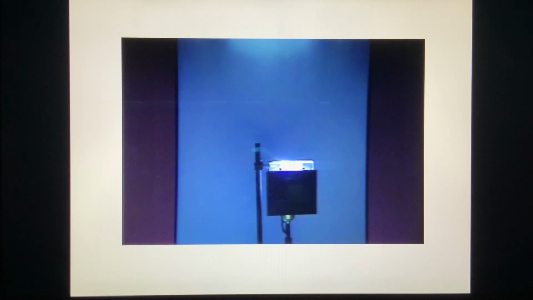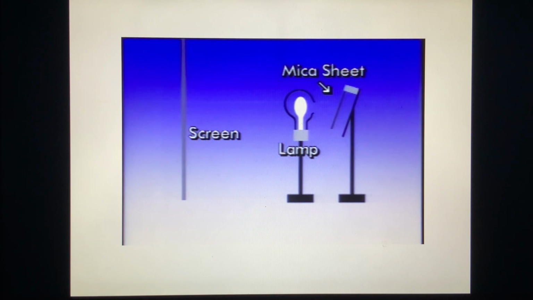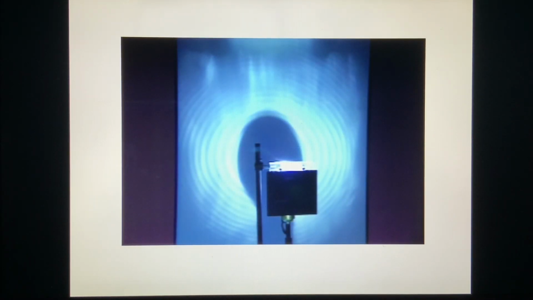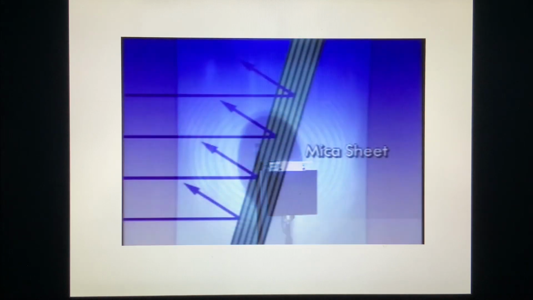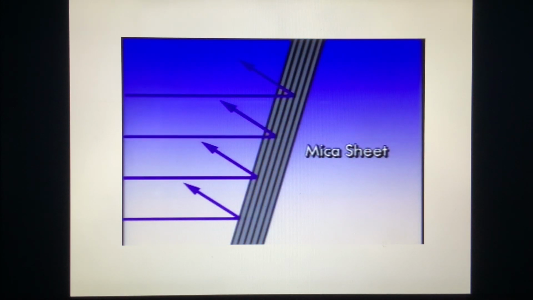Here is the light from a mercury lamp shining straight onto a screen. If we reflect the light off a sheet of mica and onto the screen, an interference pattern appears. The light is reflected from many thin layers in the mica, creating a circular interference pattern of violet and green rings.